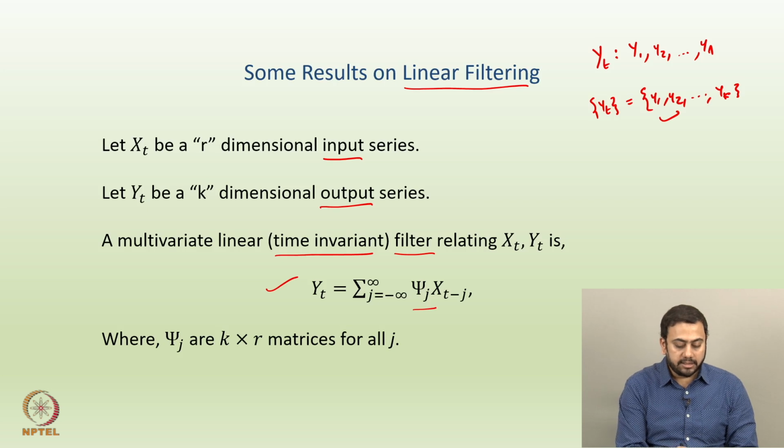And again, since we are dealing with a multivariate structure, all the psi j's are themselves matrices. So let's say k cross r matrices. And why k cross r? Because the input and output series are r dimensional and k dimensional respectively. Okay, so this is the expression of a particular multivariate linear filter.